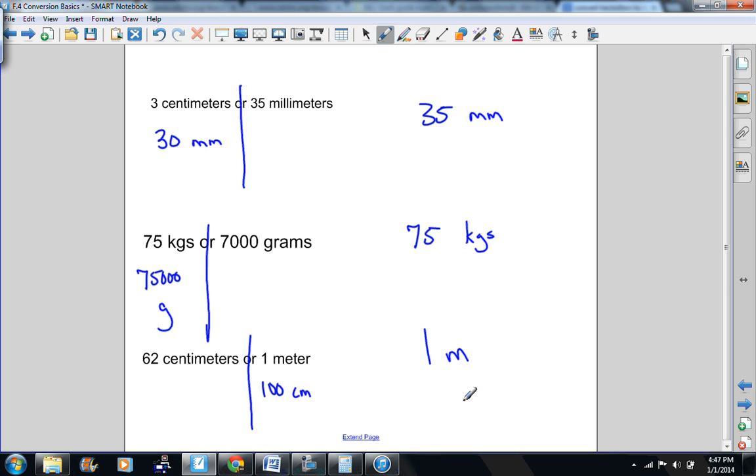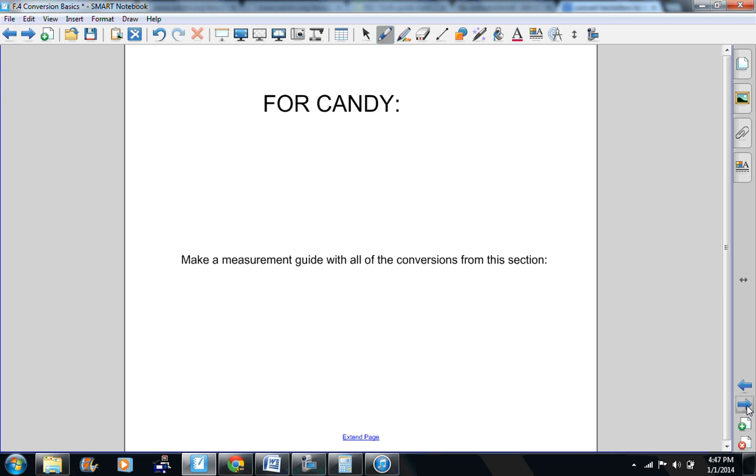Alrighty, now for candy, make yourself a conversion guide. So if you make a guide with all of the conversions that you use in IXL or on this video, you will then get candy, and you get an amount of candy based upon how good your guide is.